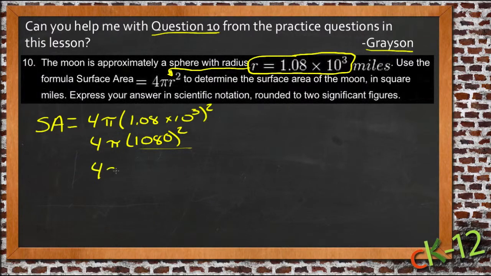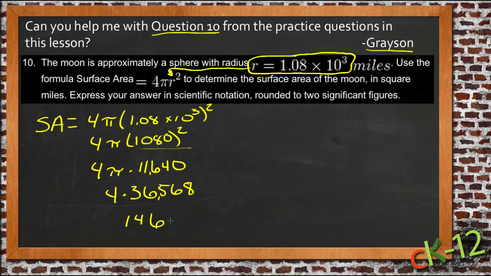So 4 pi times 11,640. So then we multiply pi times that, and we get 4 times 36,568. And then we need to multiply 4 times that. So 4 times 36,568 gives us 146,272 and a half, about 0.5.